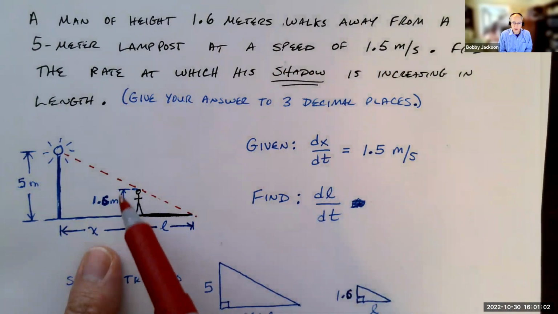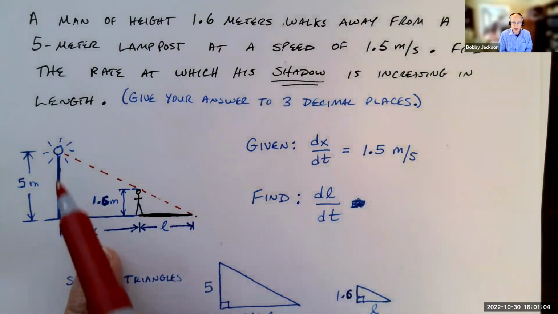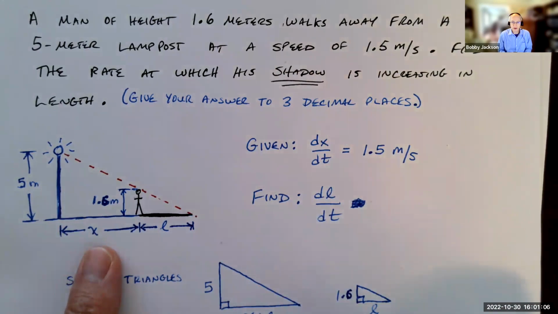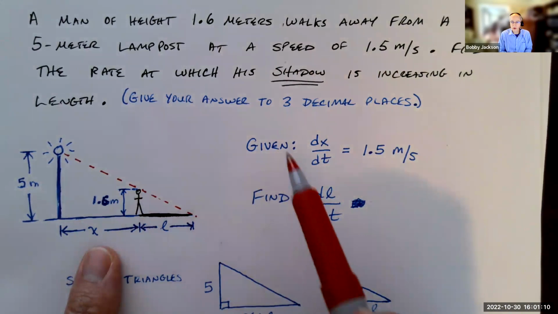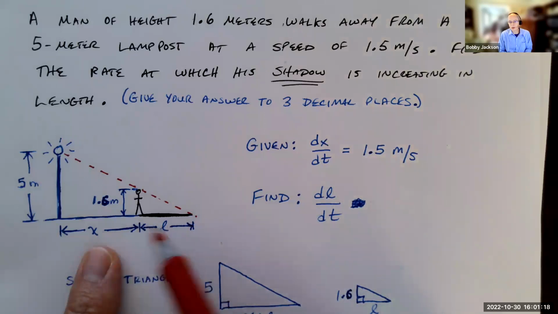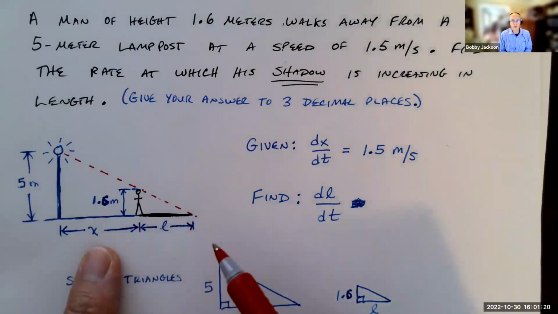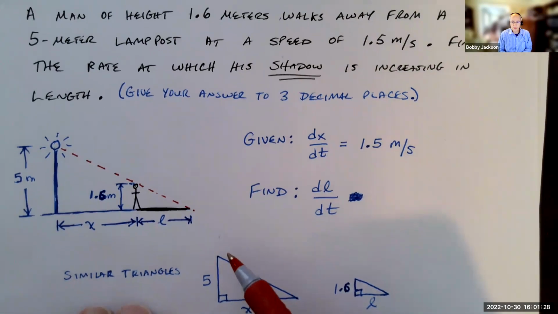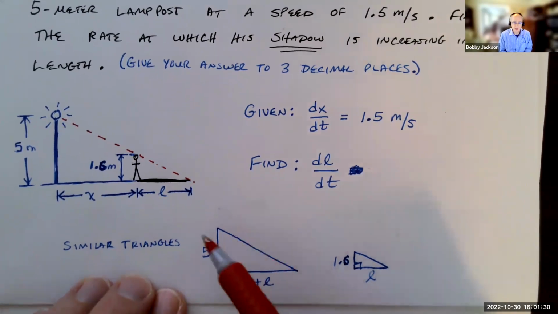In my problem, the man is 1.6 meters high, and the light pole is 5 meters high. So here's the picture. So what we need in order to proceed is to find an equation that relates X and L together. Then we'll do the calculus to find the derivative, the rate of change, and plug anything in. And the way you're going to do that is by similar triangles.